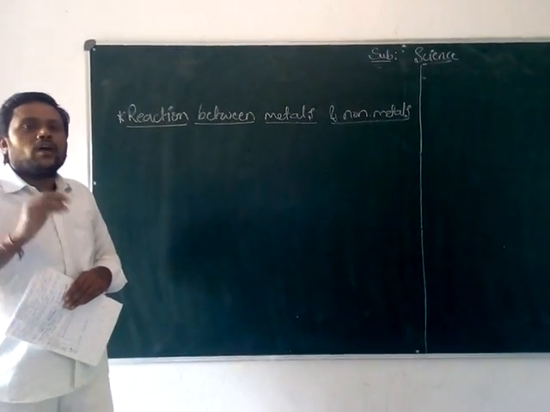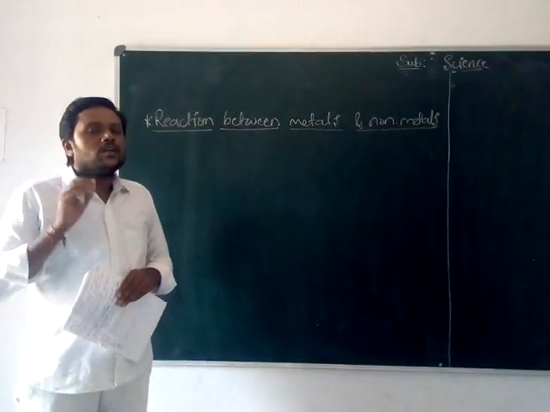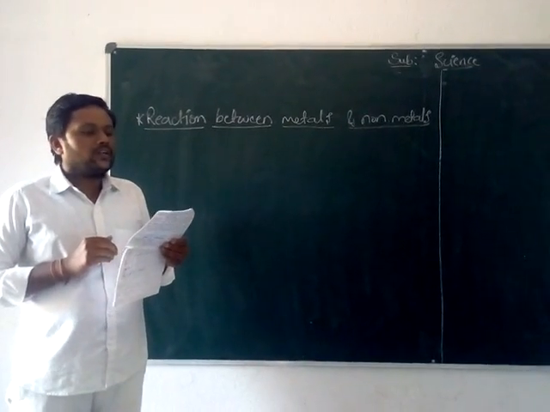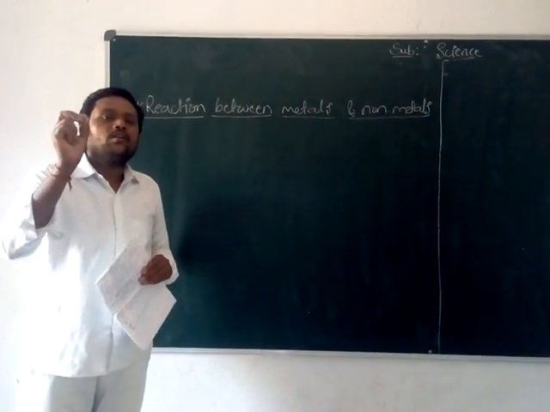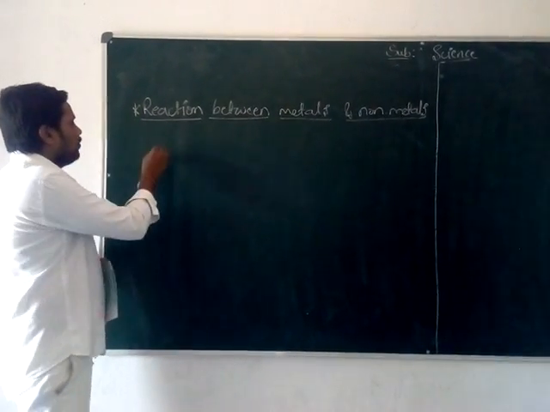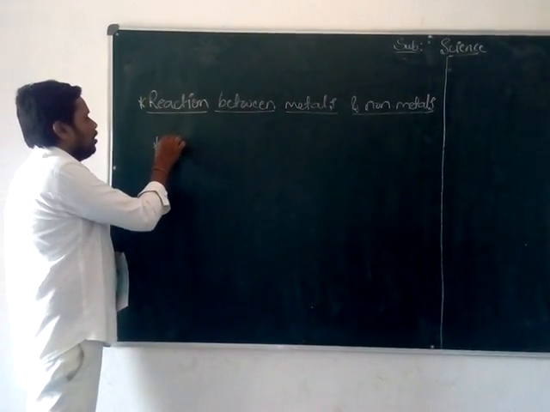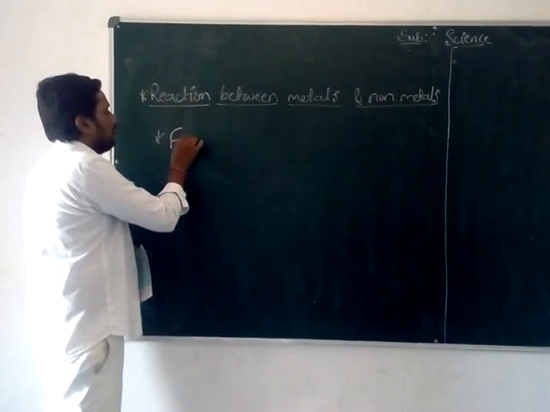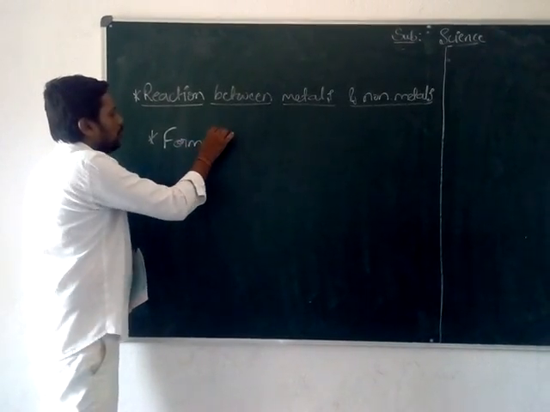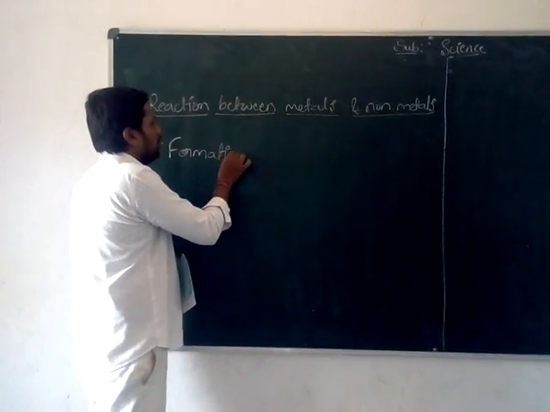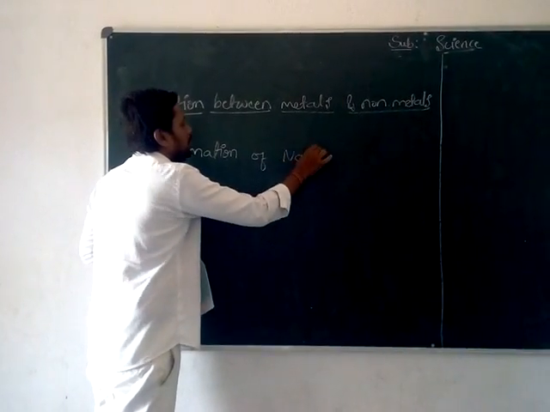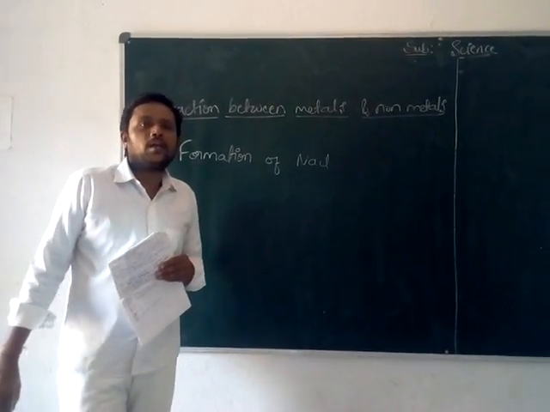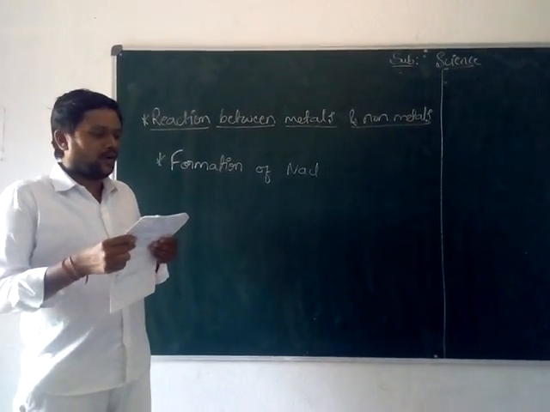For example, now we have to discuss an example of metals and non-metals, how they react with each other. First one, formation of NaCl. NaCl means sodium chloride, which we call table salt.